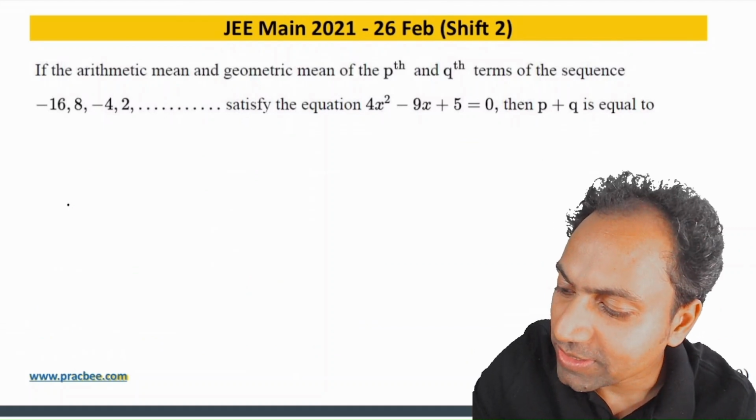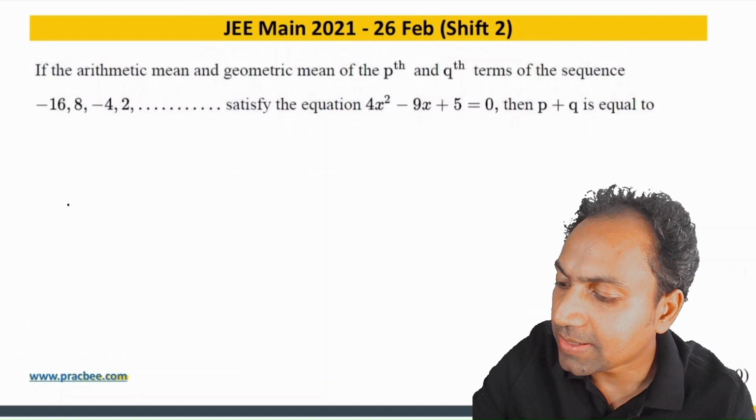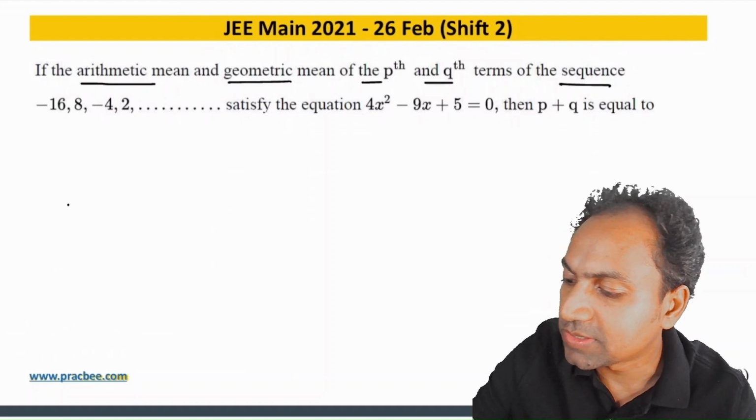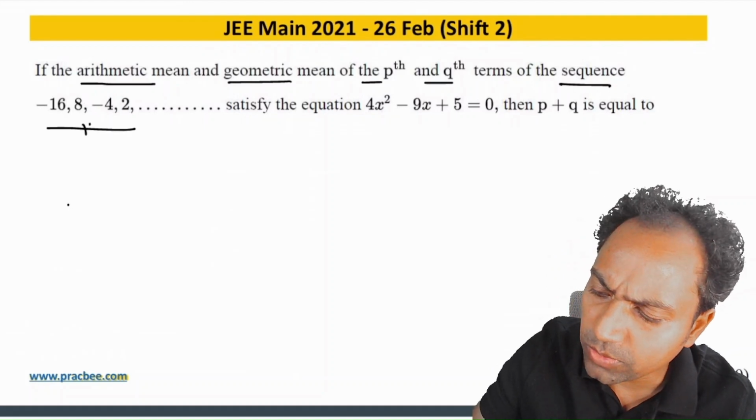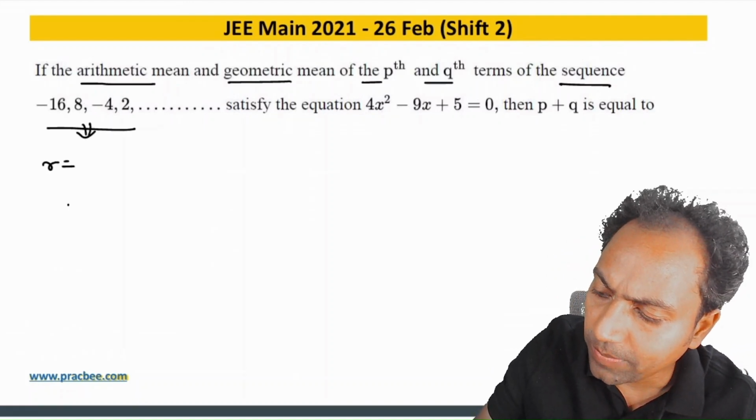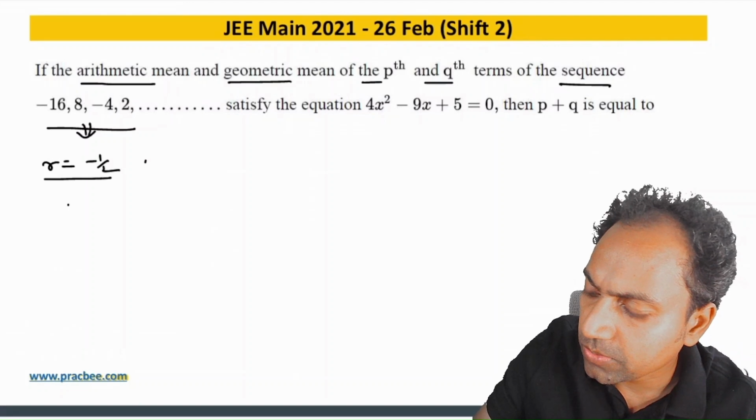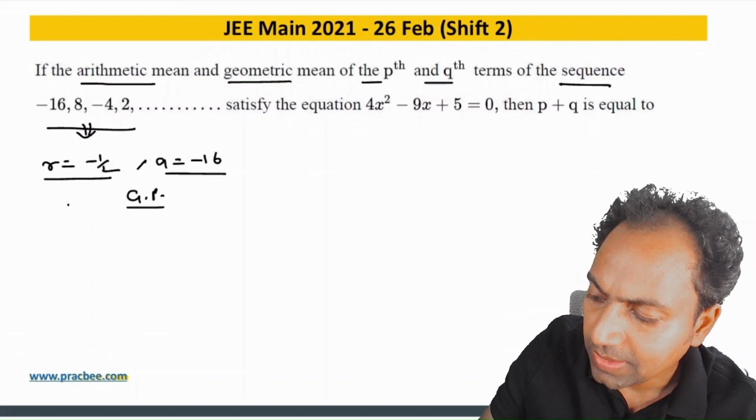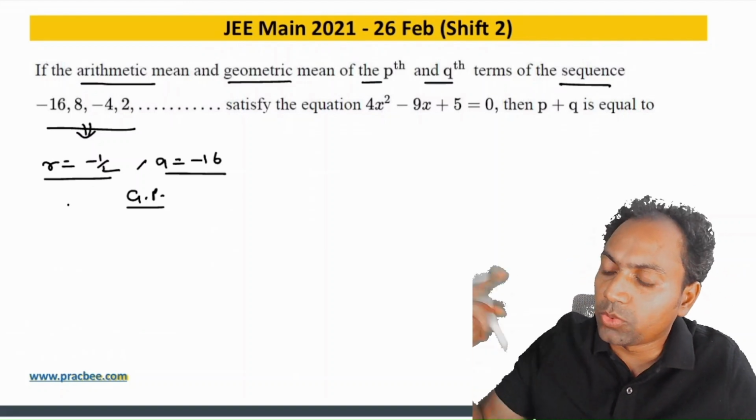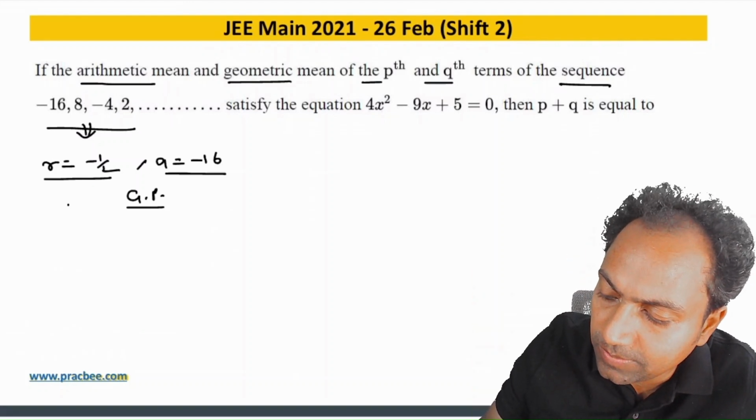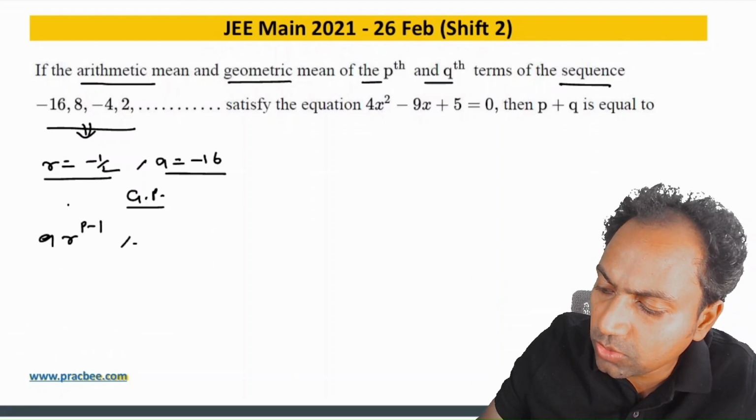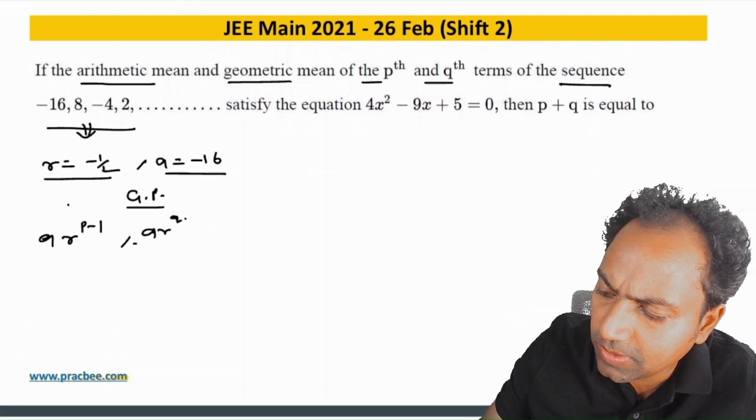Now this is a very interesting question. This question talks about the arithmetic mean and geometric mean of the pth and qth term of a sequence. Now if you look into this sequence, the common ratio is minus 1 by 2 and a is minus 16. So this is nothing but a GP. Now they are talking about the pth and qth term. So the pth term would be a r raised to the power p minus 1 and the qth term would be a r raised to the power q minus 1.